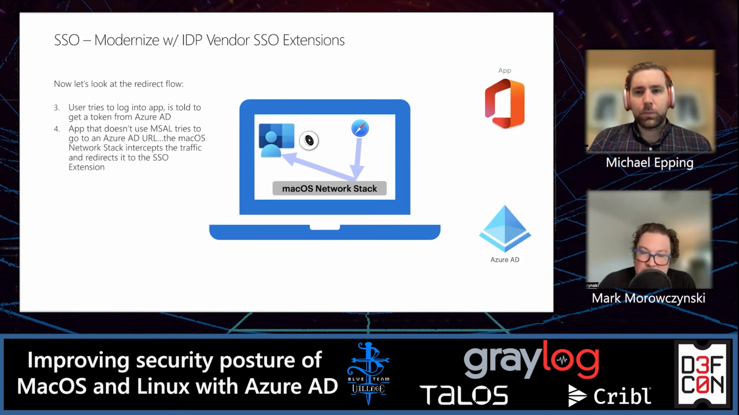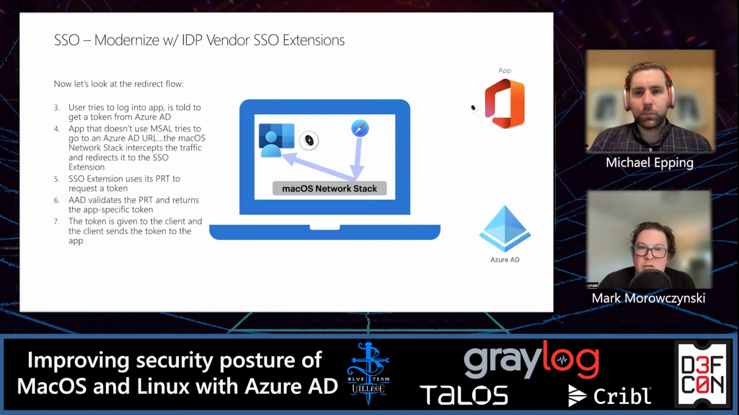It gets redirected there. And now we're going to use that primary refresh token. It's going to go to Azure AD. We're going to request that access token. We have to pass our conditional access policies. That's going to get returned to the SSO extension, which then gets returned back up the network stack, back to the browser, and off to the application here. So now we get access to OWA. So this was able to work. You didn't have to use the MSAL libraries.